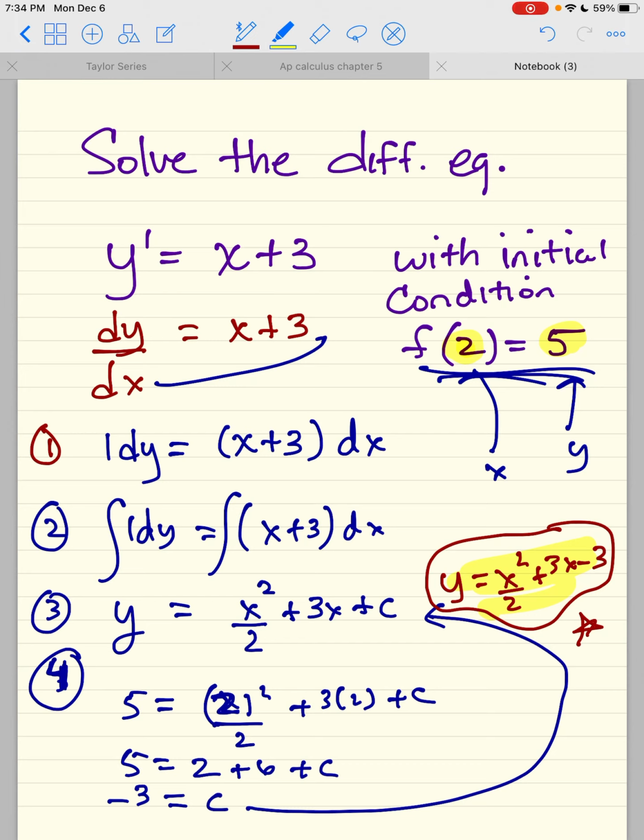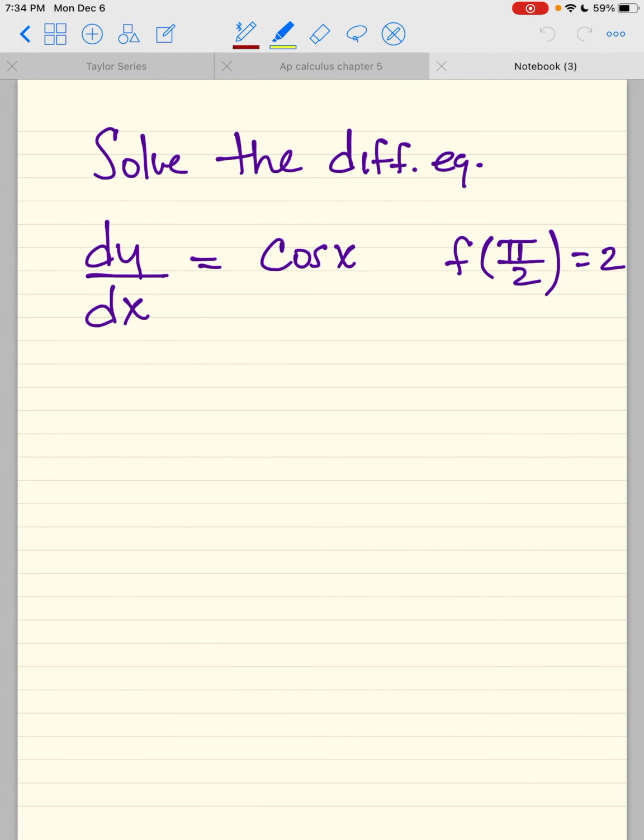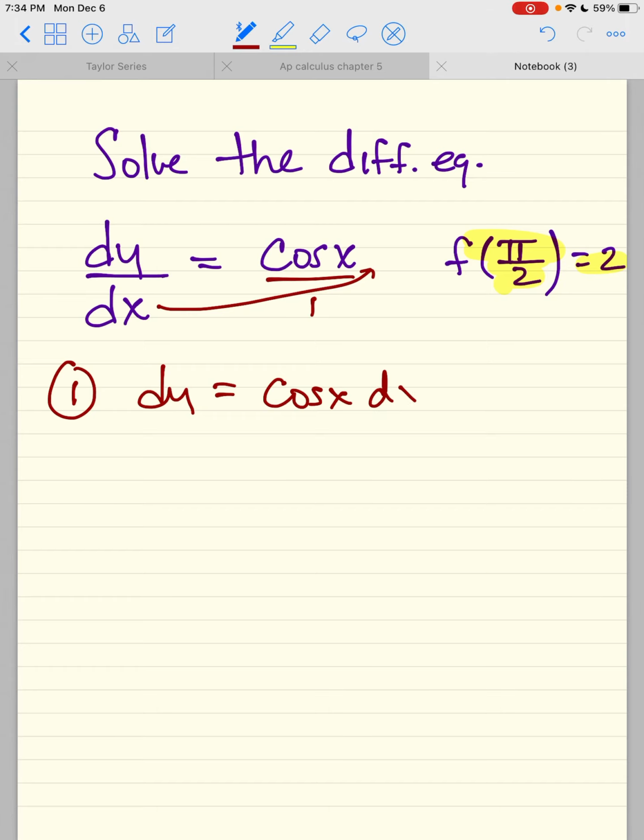Okay, let's try another example. Okay, solve the differential equation. It goes through the point pi over 2, 2. Step 1 is to separate the variables. So it's basically putting this right here, x's with x's, y's with y's. You are not to do 2 steps in one. Step 2 is to integrate.